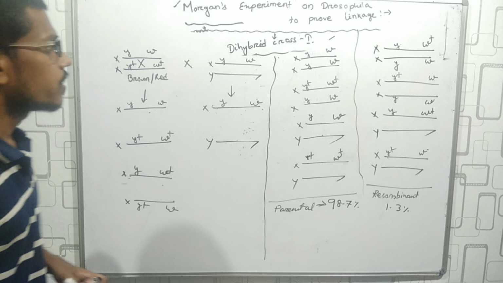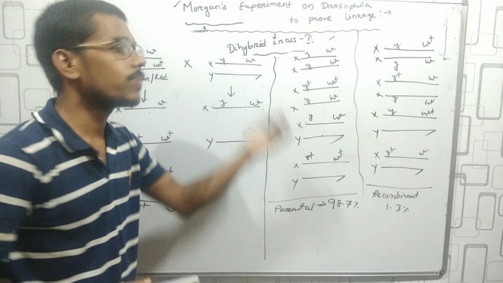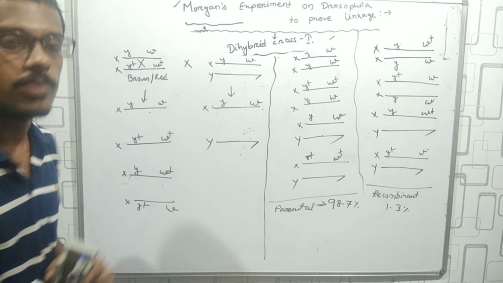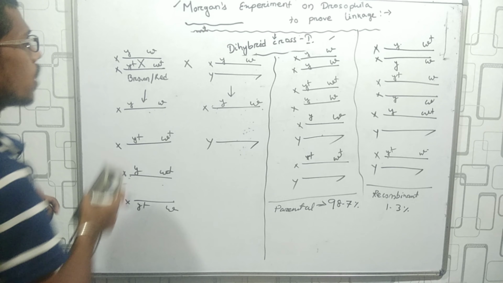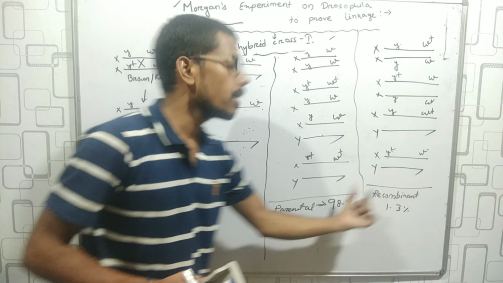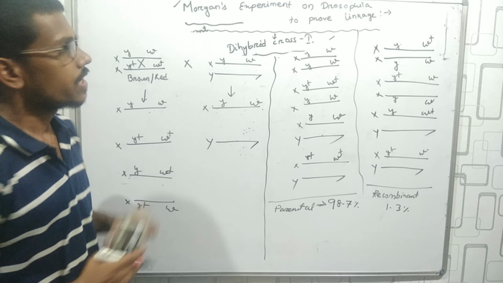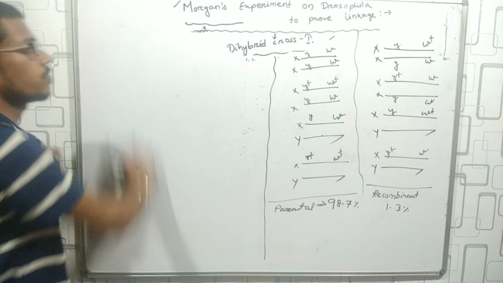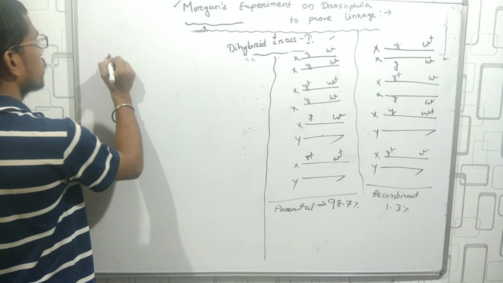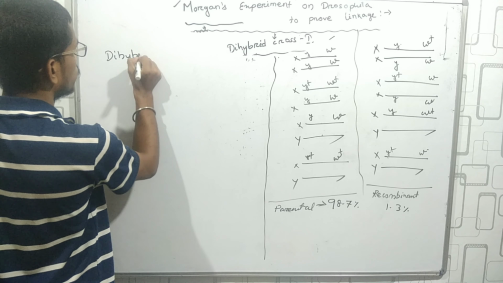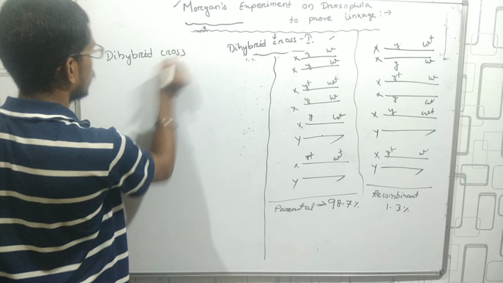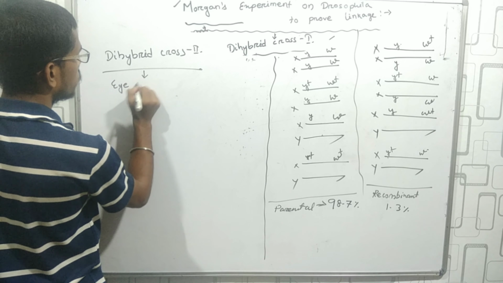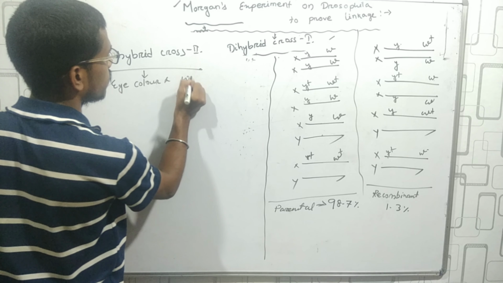So in this way, he crossed the hybrid cross 2, and the hybrid cross 3 was also performed in a similar manner. Okay, and he found several parental as well as recombinant percentages in different crosses. In the similar way, he performed all these 3 hybrid crosses, and the hybrid cross 2, that is between the eye color and wing size.